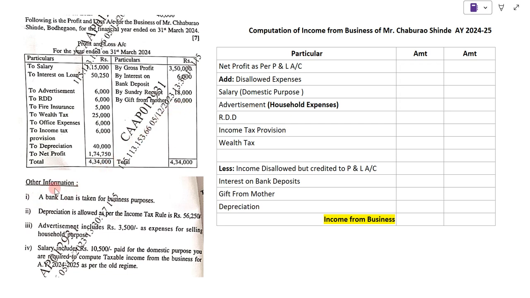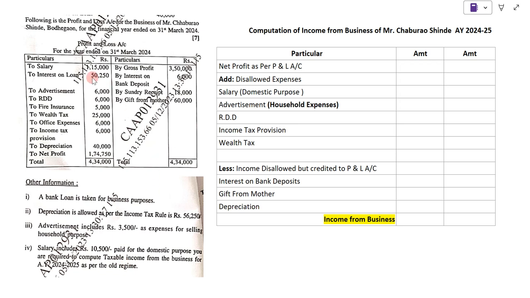Then there is some additional information: a bank loan is taken for business purpose. Depreciation is allowed as per income tax rule rupees 56,250. Then advertisement includes rupees 3,500 as expenses for selling household purpose. Salary includes 10,500 paid for the domestic purpose. You are required to compute taxable income from the business for the assessment year 24-25 as per old regime.